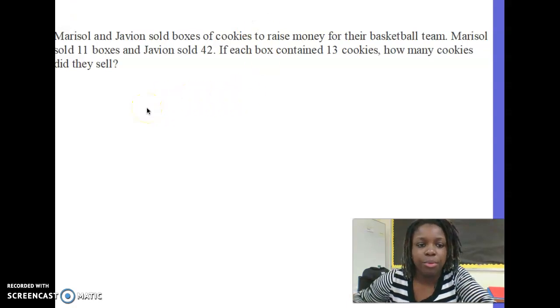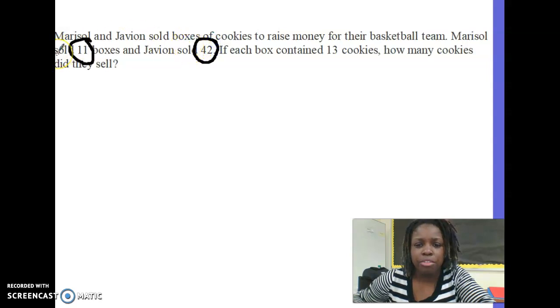All right, you guys, so today we're going to work on one problem. Again, these are multi-step word problems that you may see on your assessment. So make sure you're paying attention to these problems. This one says Marisol and Javion sold boxes of cookies to raise money for the basketball team. Marisol sold 11 boxes, so y'all circled 11 boxes, and Javion sold 42 boxes.